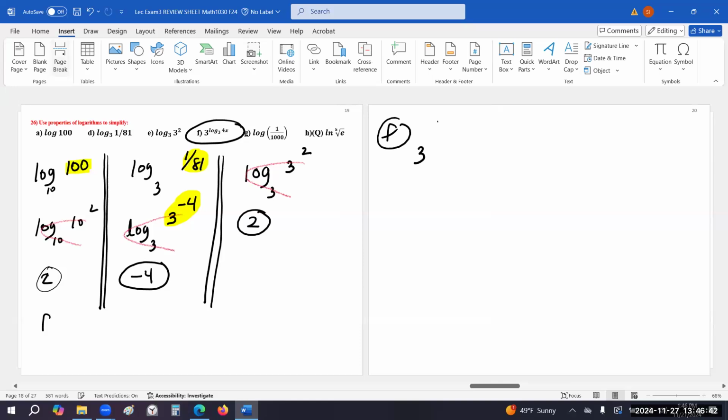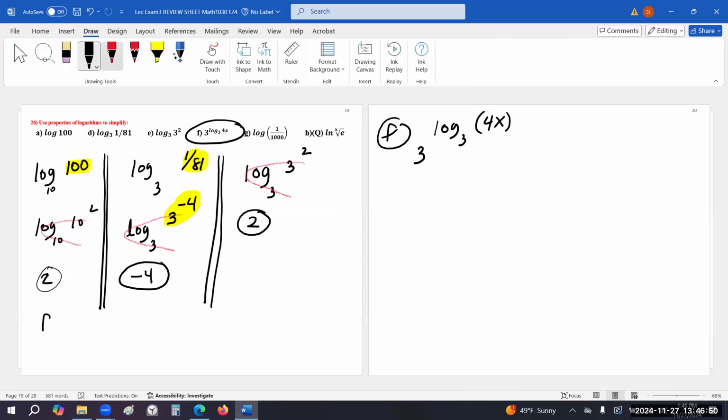So F says 3 to the power log base 3, which has argument 4x. Anytime you see the base and the same number next, they all cancel out. All of these are rules. This base and the log base are the same thing, so they cancel out, they become 1. When you cancel things out, they become 1, okay? Not 0, it's 1.